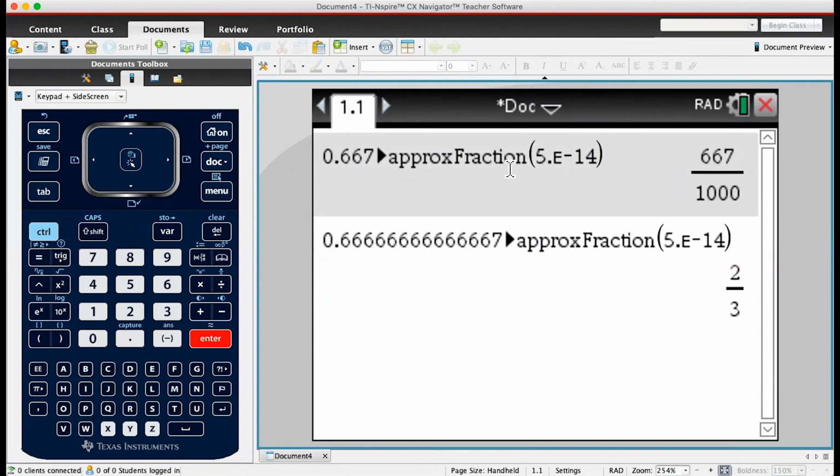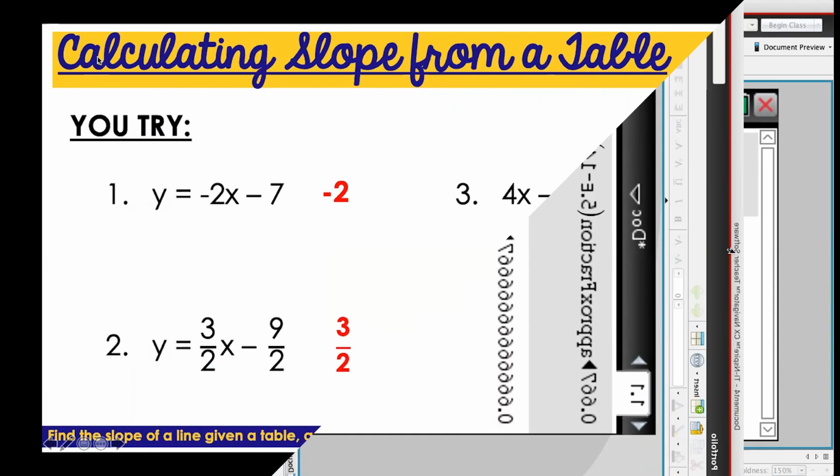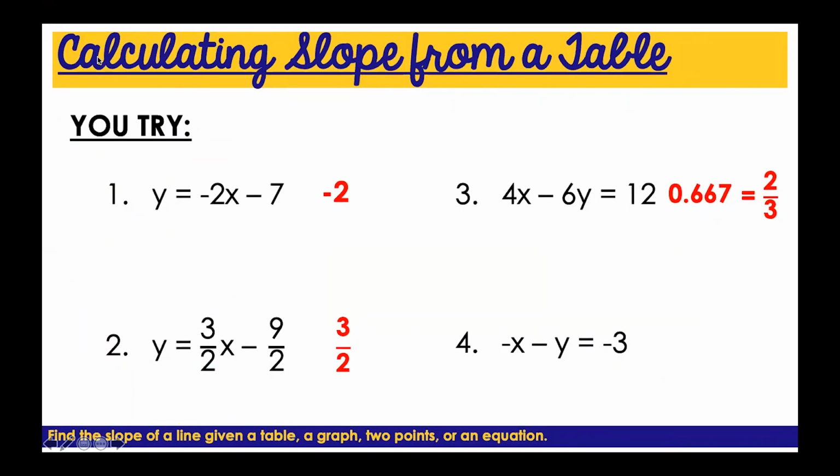0.666 repeating is a very common decimal. You should be able to recognize that immediately as 2/3. However, if you don't, then just go through the process that I just showed you here and you'll be able to get your answer as a fraction. And then lastly, the slope of equation number 4 is -1.